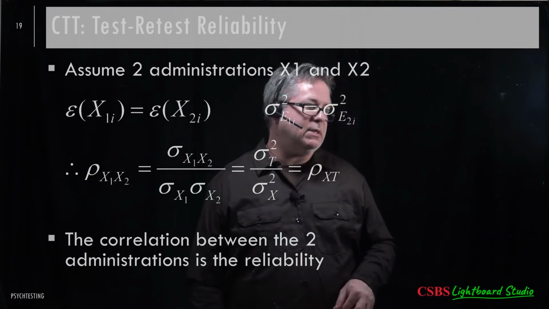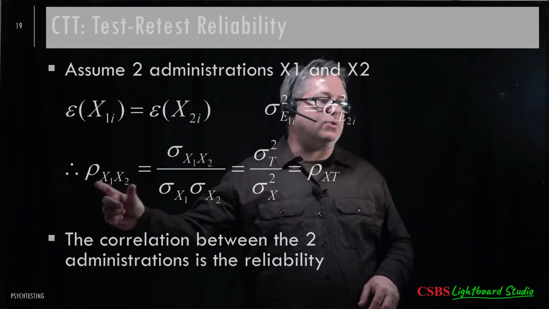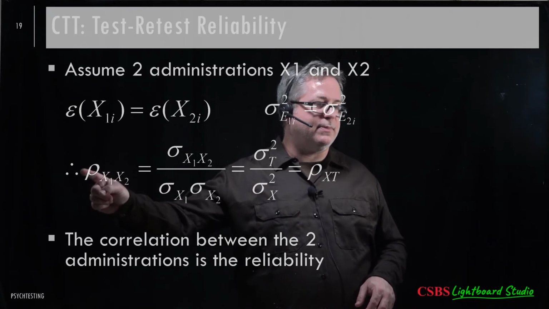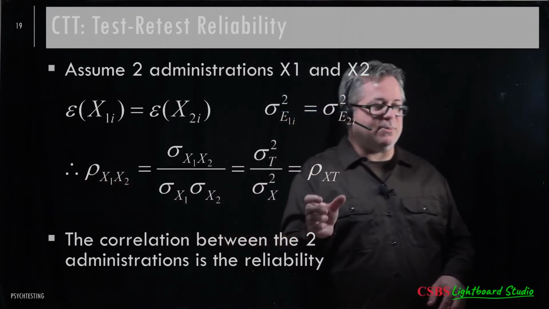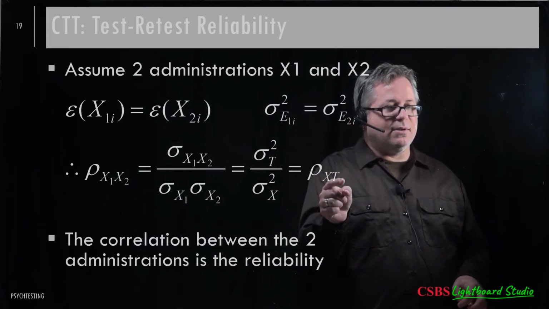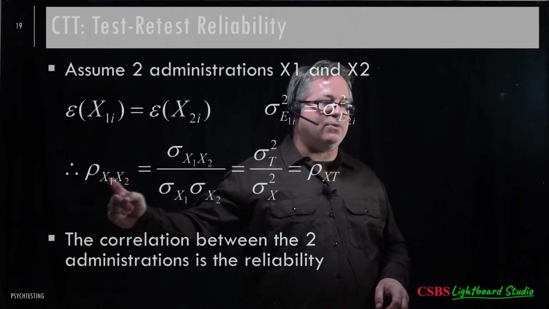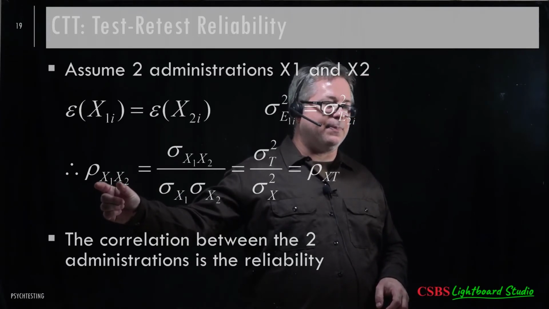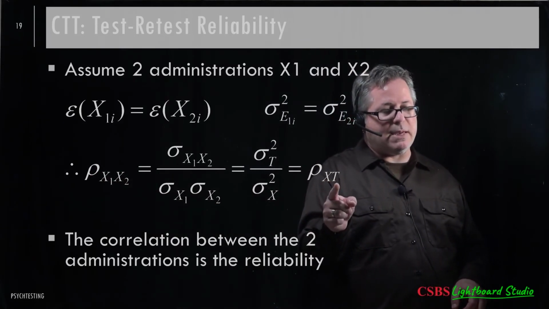Oh, rho of t. Rho of x1, x2 here, and then rho of xt. Okay, so this is basically a fancy way of saying, therefore, the correlation between x1 and x2 really reflects the correlation between x and the true score. So if I correlate my test and retest scales, that should give me an idea of what the correlation is between my test and the actual true score in the domain.